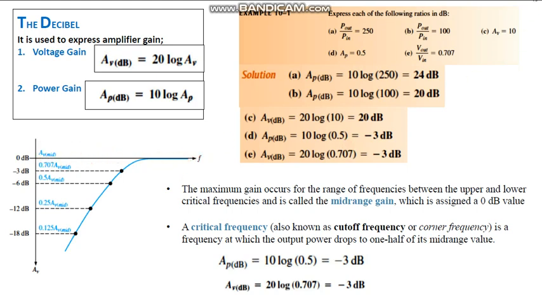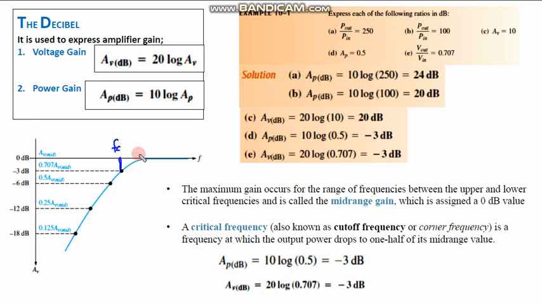Now we want to define some parameters on this graph. The first parameter is the critical frequency. The critical frequency is also known as the corner frequency, and it is the frequency at which the output power drops to 1/2 of the mid-range value. This point over here we call the critical frequency point.